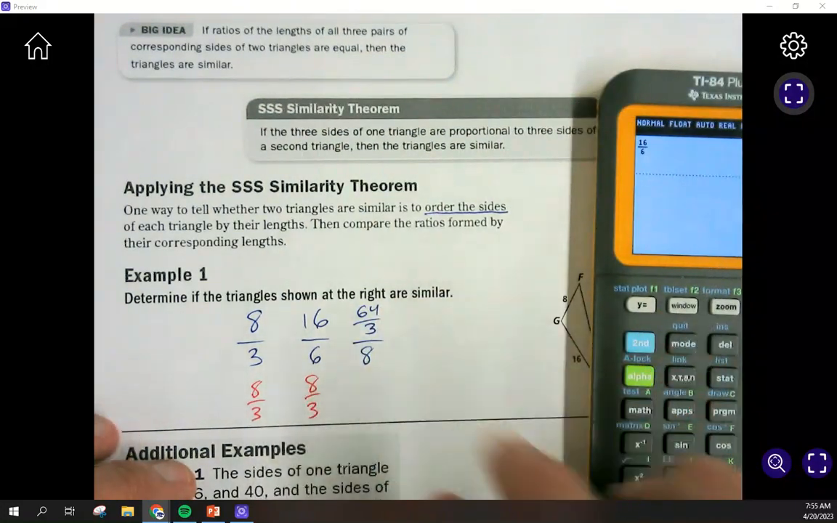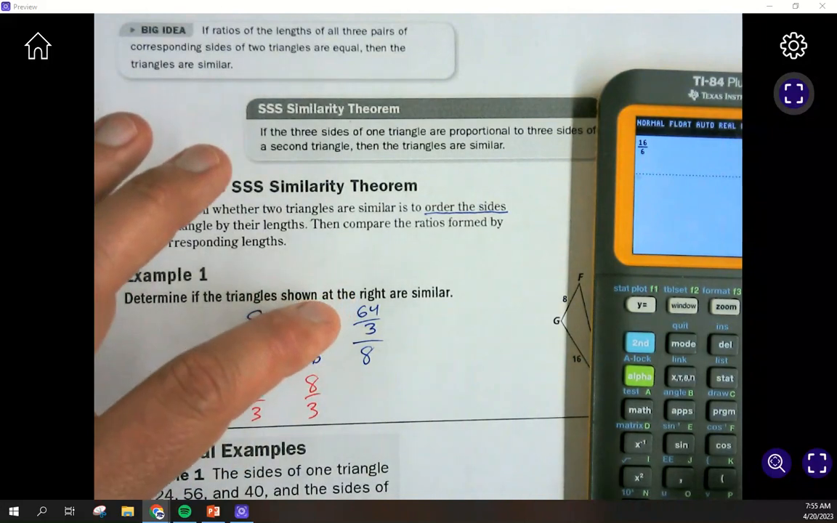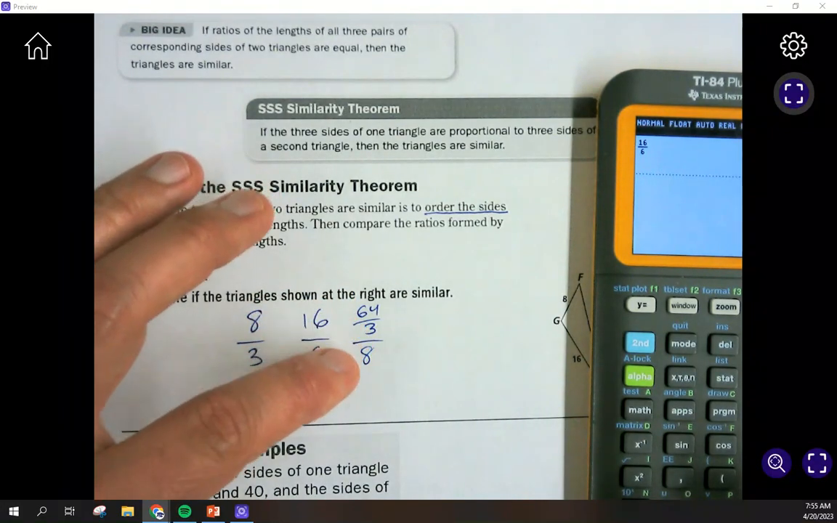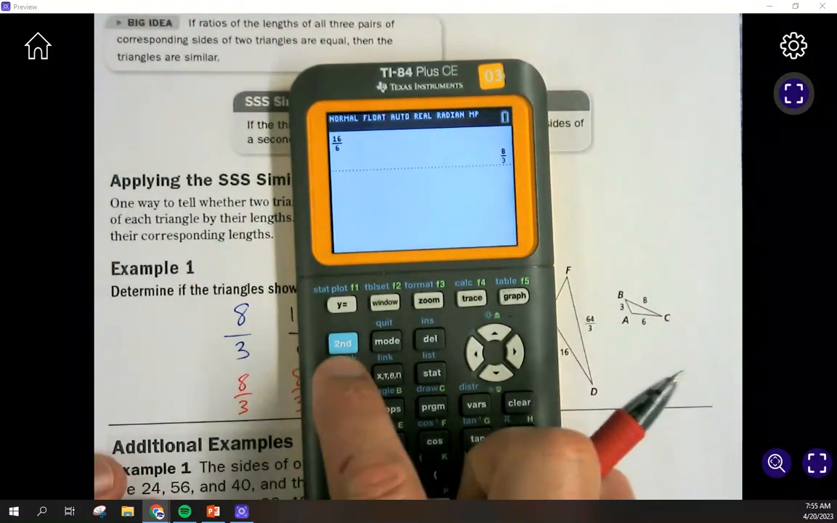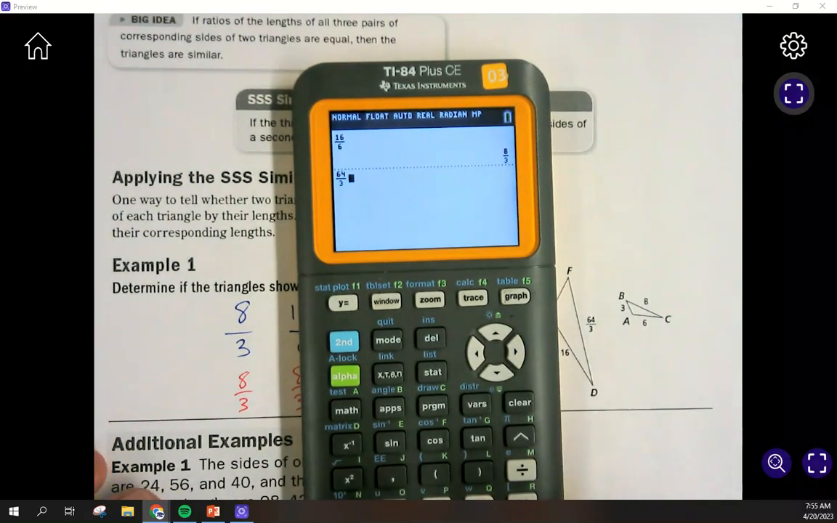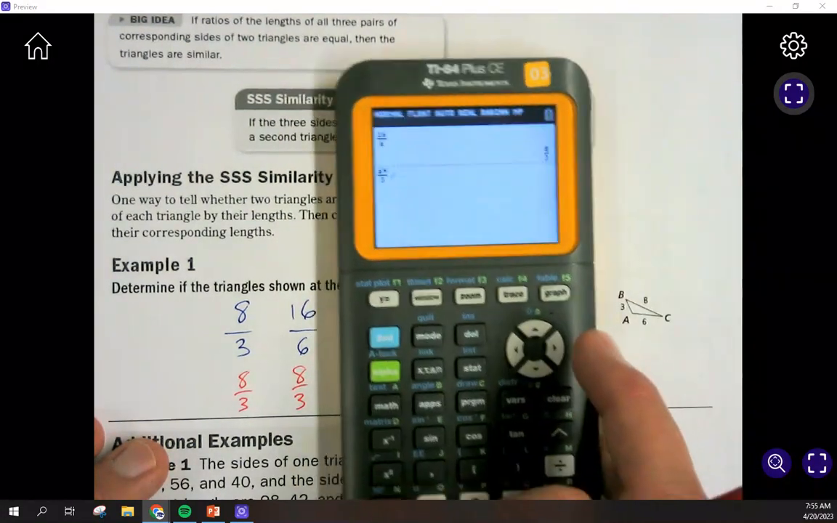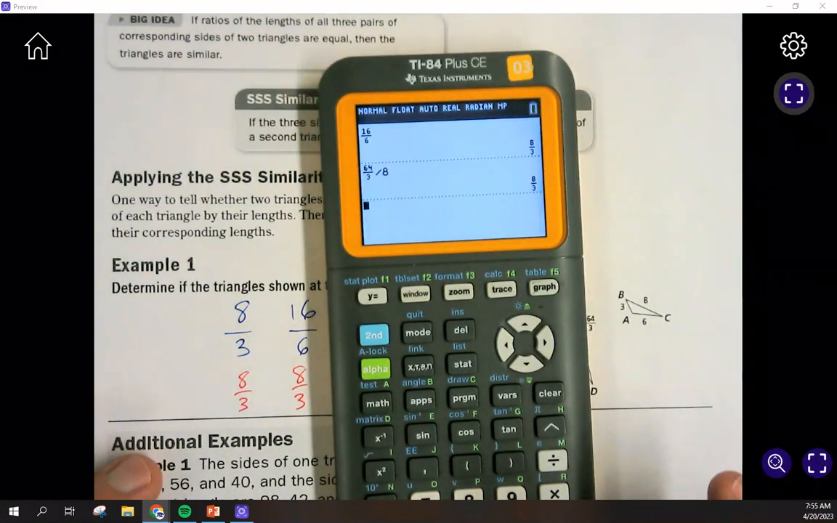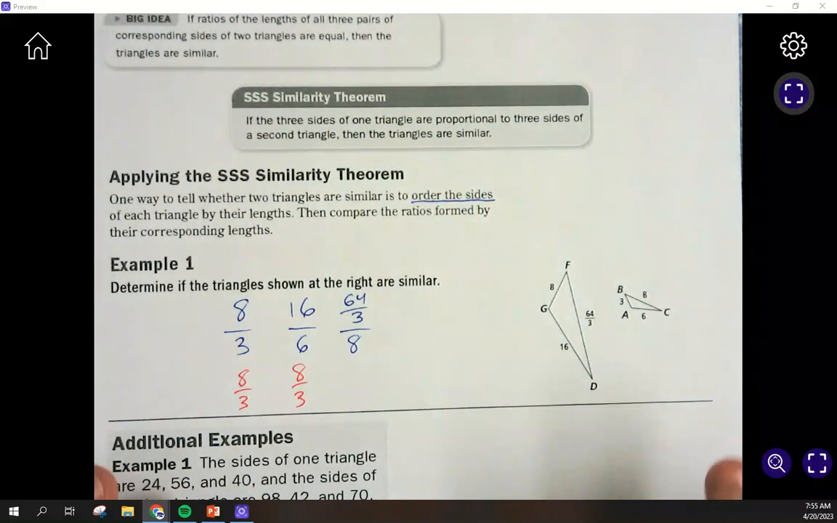And now that's what I'm going to do here. 64/3 divided by 8. Let's punch that in. 64/3. Now you could try and make it another fraction, but just go ahead and hit divided by. That's what we're doing here. Dividing by 8. And sure enough, same answer, 8/3.